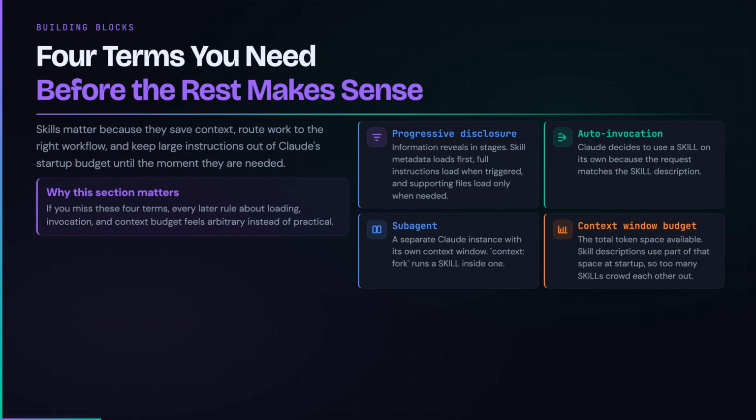Think of a reusable workflow like a binder on a shelf. You do not open the whole binder every morning. You read the label first. That is the idea behind progressive disclosure. Metadata loads first, instructions load when triggered, and resources load only when needed. Auto-invocation is the moment Claude chooses the binder because your request matches the label. A subagent is a separate desk for that work. The context window budget is the shelf space. Too many labels still take room, so installed skills have a real limit.